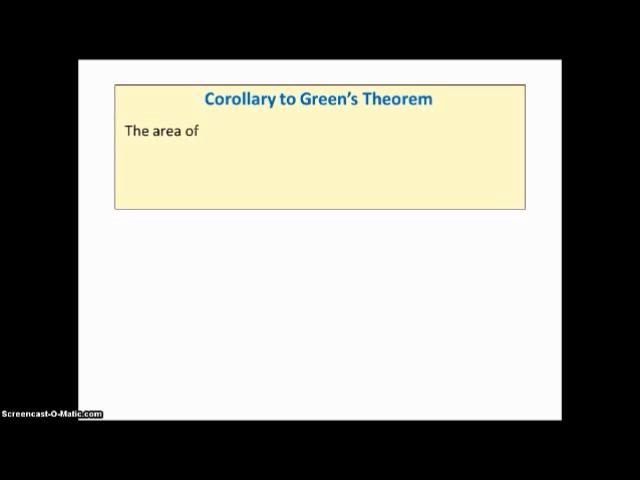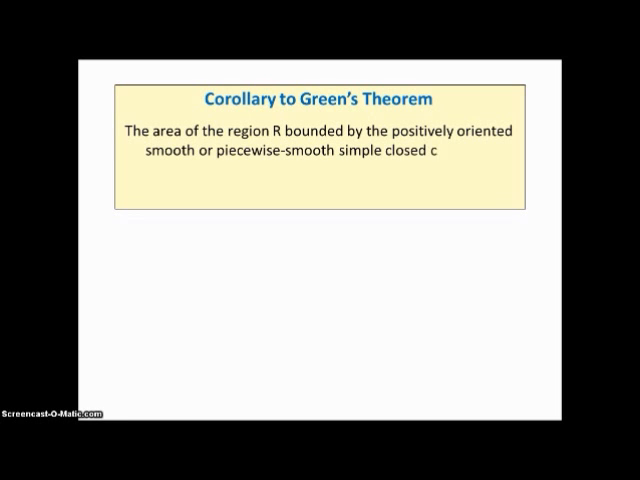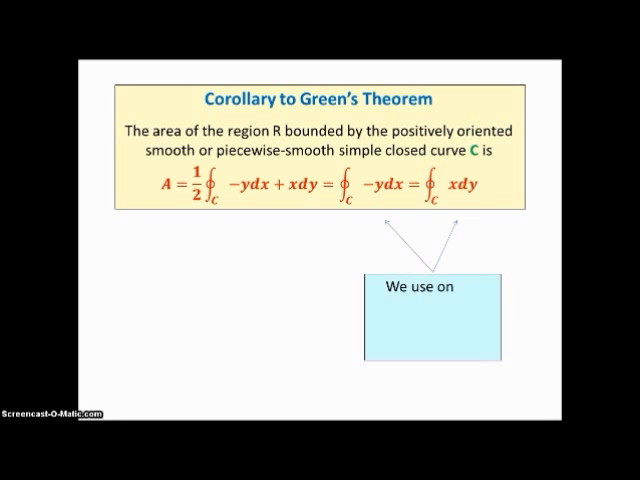Corollary to Green's theorem. The area of the region R bounded by the positively oriented smooth or piecewise smooth simple closed curve C is given by these three different line integrals. So now, if we're interested in area, it's possible to do that with a line integral. The first one, the one with the half, we don't really use. That's just part of the corollary. What we're going to do is use one of these two, whichever is going to be easier to integrate.